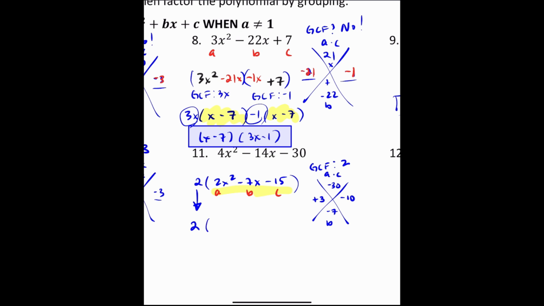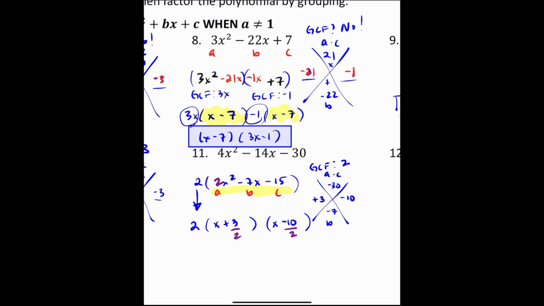So let's drop down the 2. And I'm going to draw my parentheses out. We're going to use the swing method again. So it's x plus 3 and x minus 10. Now don't forget, the A value is 2. So I need to divide this 3 by 2 and this negative 10 by 2.